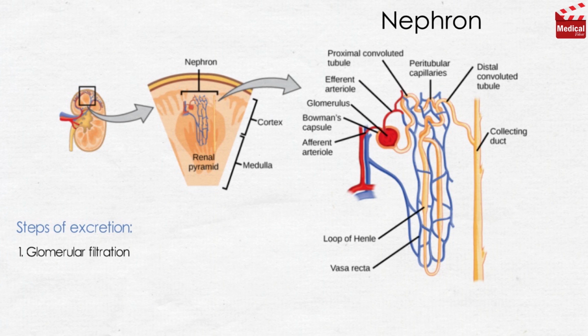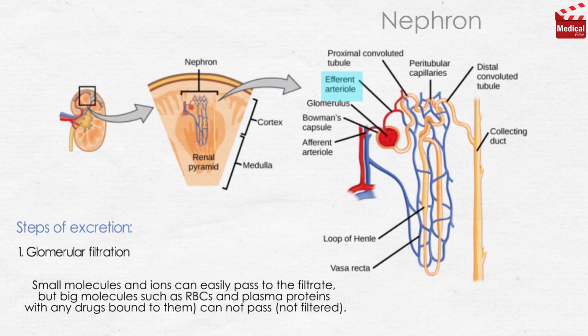First, blood goes to the glomerulus through the afferent arteriole to be filtered by diffusion, under high pressure in Bowman's capsule, then blood is discharged to the efferent arteriole. Small molecules and ions can easily pass to the filtrate, but big molecules such as RBCs and plasma proteins, with any drugs bound to them, cannot pass. That means they are not filtered.